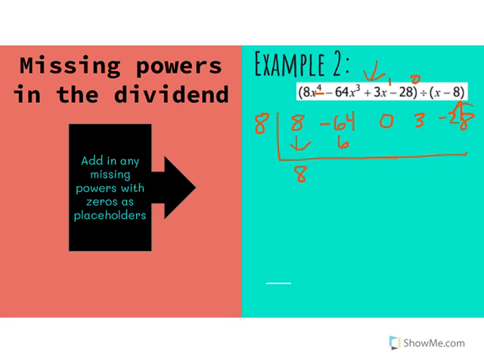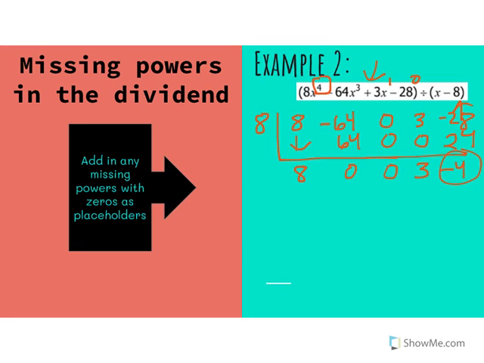8 times 8 is 64. Those are actually going to cancel out. I'm left with a 0. It's okay to have zeros. 0 times 8 is 0. 0 plus 0 is 0. And then 0 times 8 again, we get 0. 3 plus 0, we get 3. 3 times 8, we get 24. Negative 28 plus 24 is a negative 4. Again, this is going to be my remainder. That last number will always remain as your remainder.